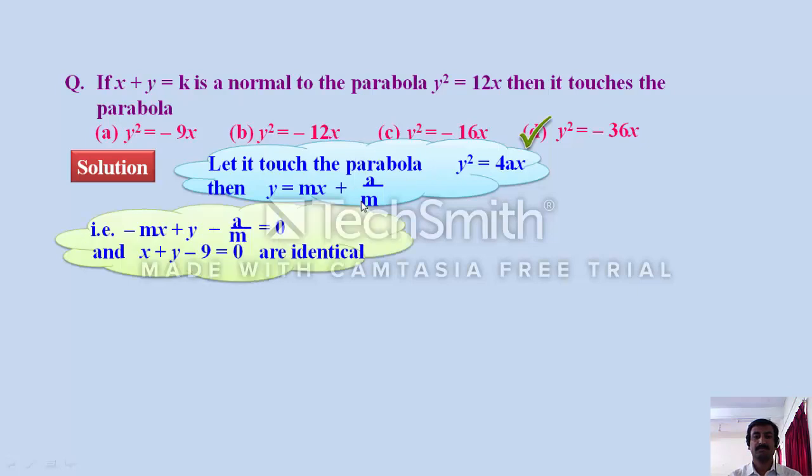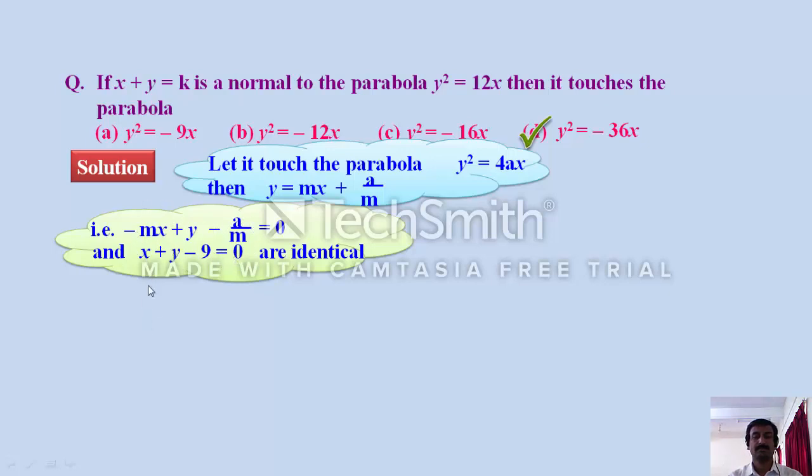And then next, I go with one more condition, that is, the previous case: minus mx plus y minus a by m. In this equation I have taken all the terms to the left side, minus mx plus y minus a by m equal to 0, and x plus y minus 9 equal to 0 are identical here. So if these two are identical, why? Because both are the tangents now.